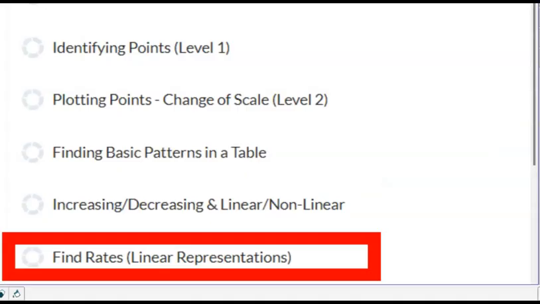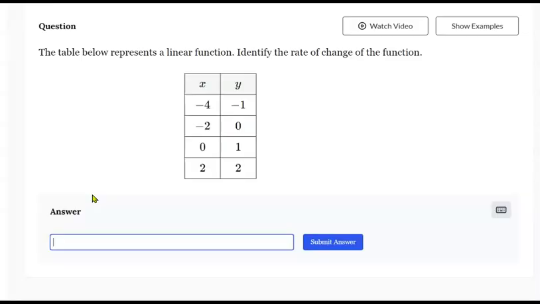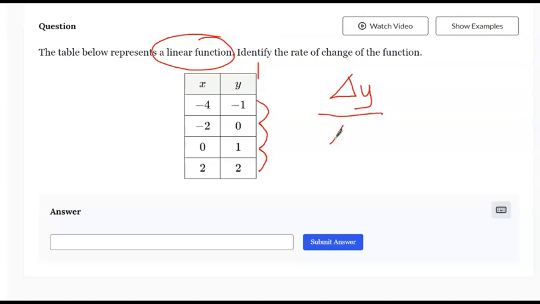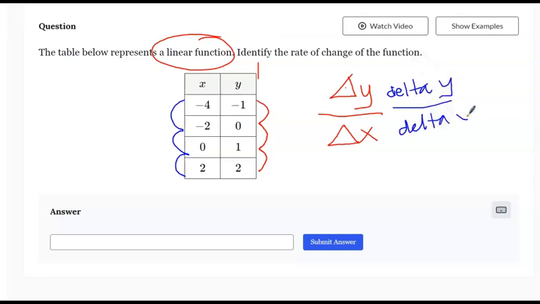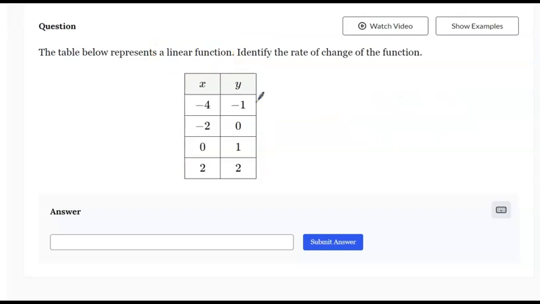This one is about finding rates. A rate, or a slope, in this case, since the relationship is linear, is known as the change in the y patterns, so how the y numbers are changing, over the change in the x patterns. That's how the x numbers are changing on this side of the table. So some call it delta y over delta x.